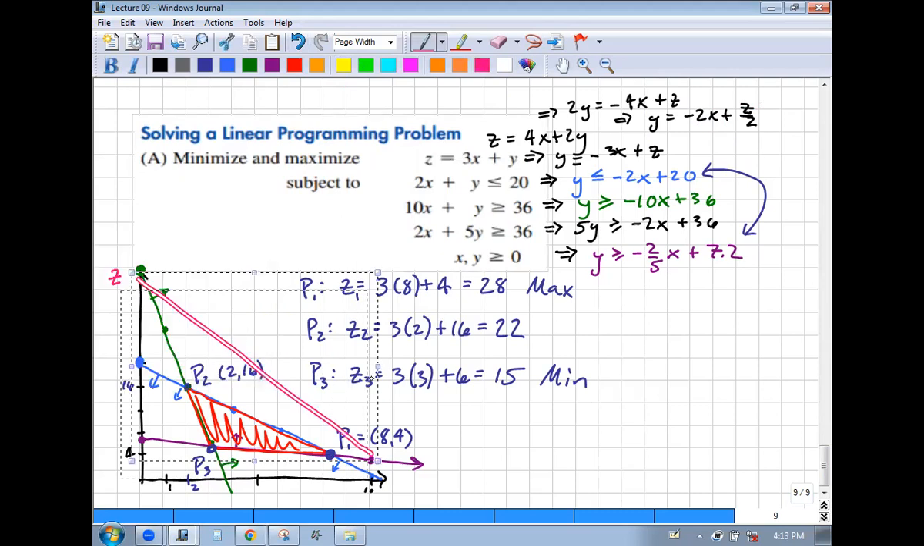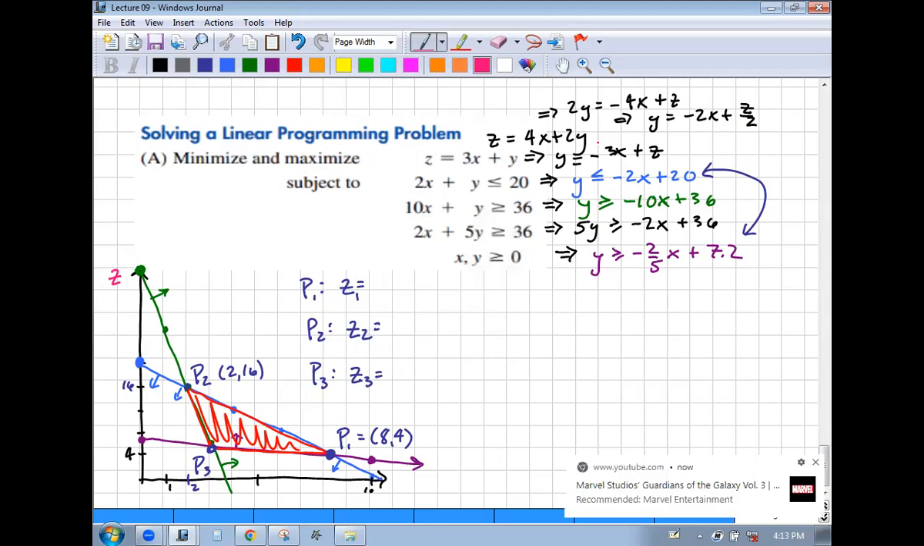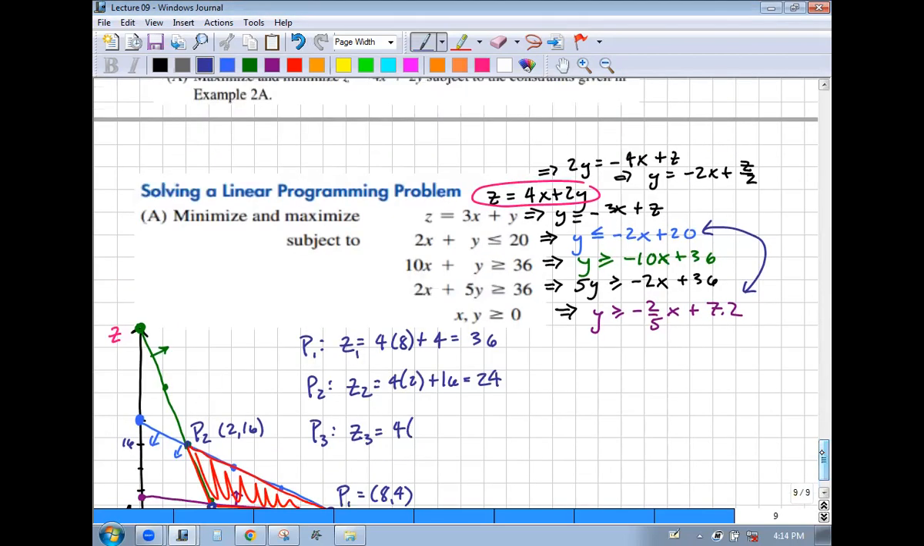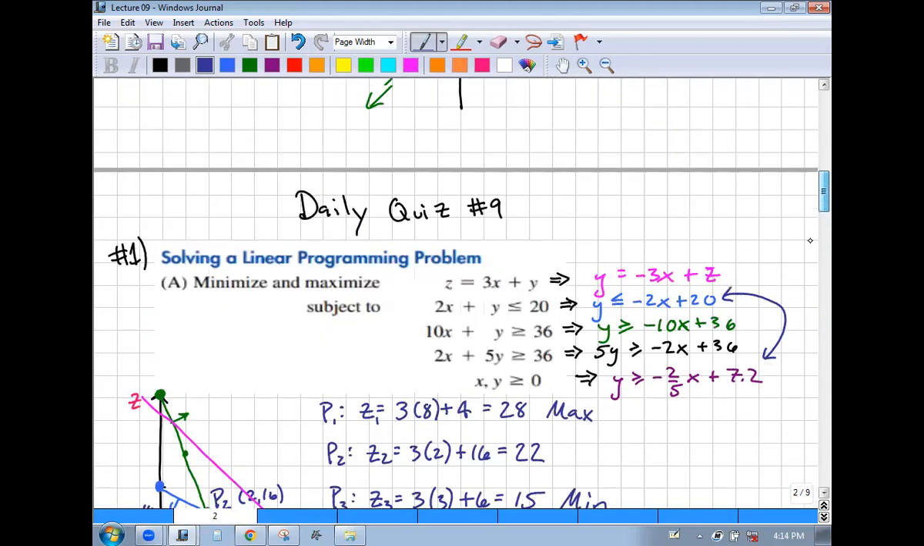But the minimums and maximums are going to be in the same places. So all we have to do here is plug in our points for our new z value. We're using this guy instead. So for this one, if we replace x with 8 and y with 4, 8 times 4 is 32 plus 4 is 36. And now for point 2, if we replace the x with a 2 and the y with 16, the 8 and 16 is 24. And our point 3, we'll replace the x. What was our P3 here? Let's find our point 3. What was our point 3? 3, 6.